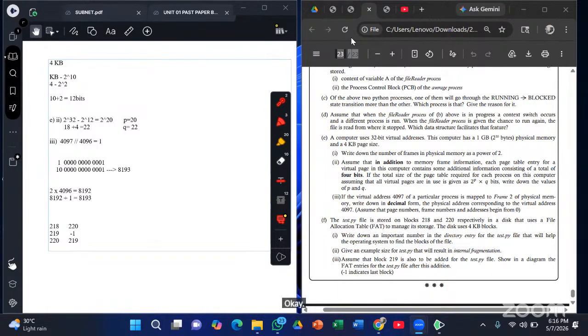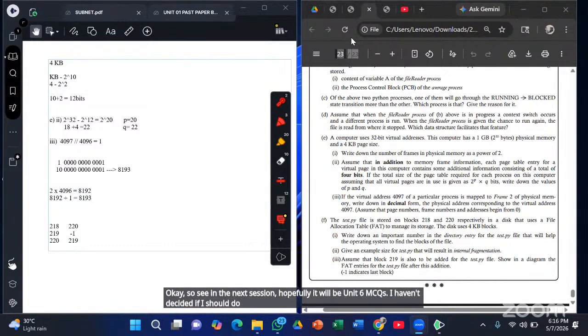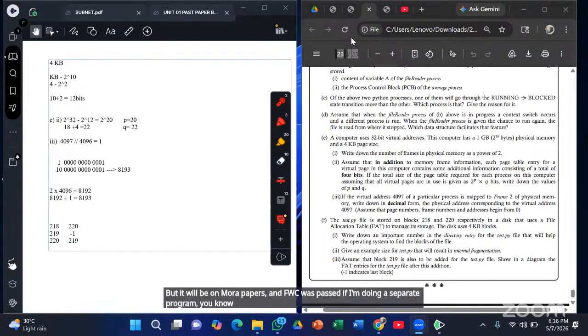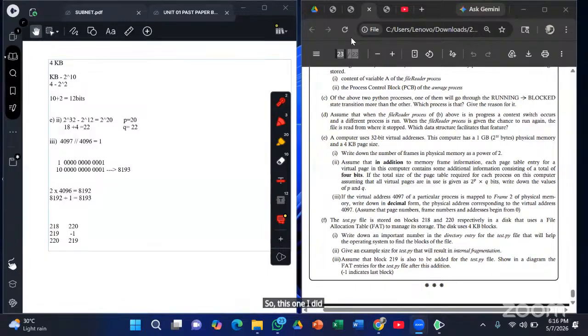Okay, so see you in the next session. Hopefully it will be Unit 6 MCQs. I haven't decided if I should do theory MCQs or subnetting. I thought to conduct it on subnetting since many had issues with that. If not, we'll discuss the theory MCQs also together. We'll see, a mix. But that will be on MORA papers and FWC, because I'm doing a separate past paper program. So this one I did as a request, since many had trouble.